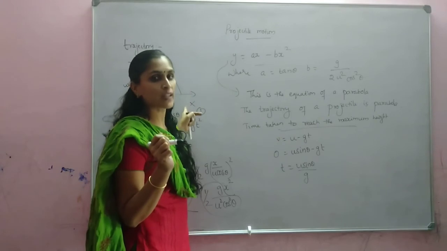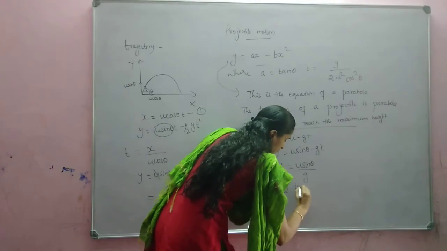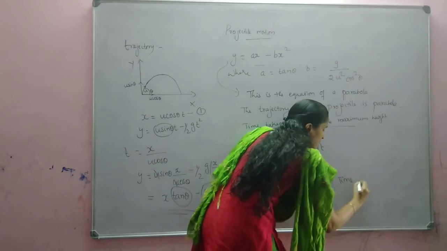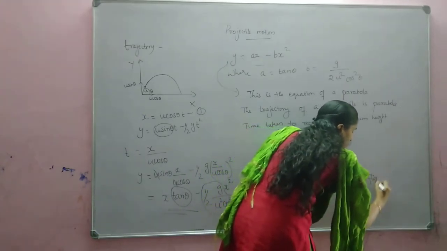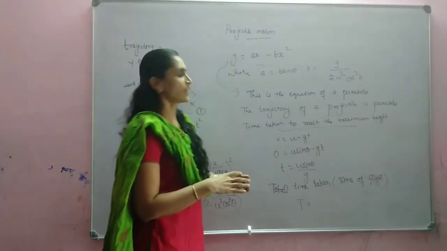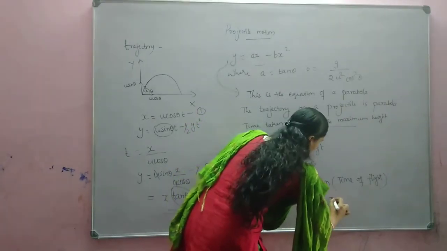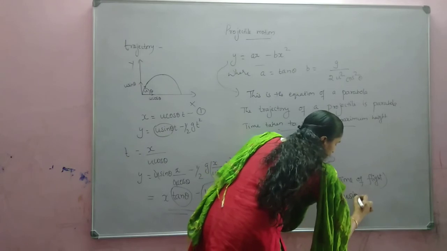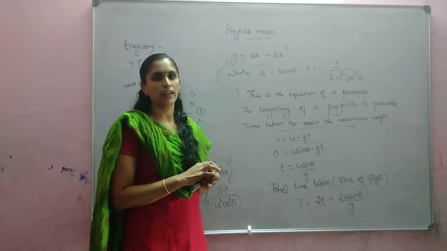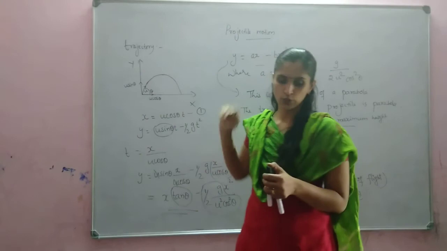Then what is the total time taken? Total time taken is also known as time of flight. If we write it as T, that is equal to 2 times the time taken to reach the maximum height. So T = 2u sin theta by g. This is the expression for the total time taken. Now we have to find an expression for the maximum height and horizontal range.